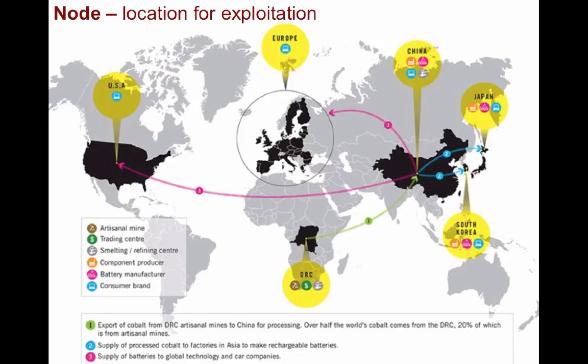And these companies use the metal in their batteries. While these firms may be dedicated to the responsible sourcing of raw materials, this map and this example shows the complex nature of the global division of labor.